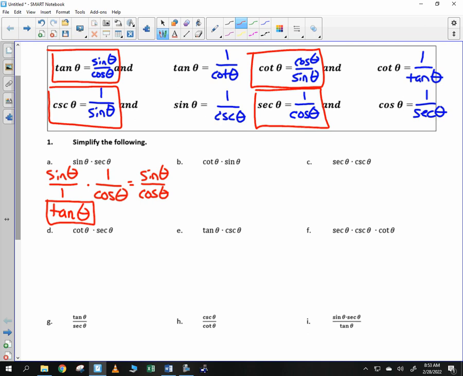How about cotangent? How can I rewrite that? Thank you for saying that, 1 over tangent, but does that have a sine or a cosine in it? No. So I want to use this because it has sine and cosine in it. See the difference? We want to use the one that has sine and cosine. So we're going to write it as cosine over sine.